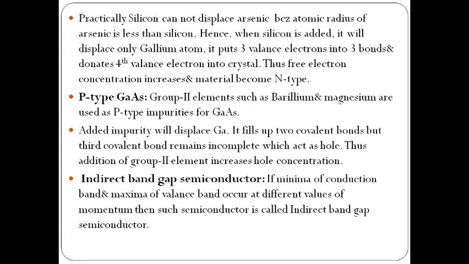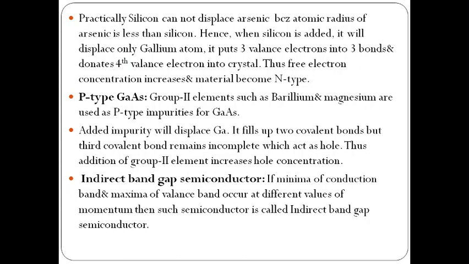Coming to the practical case, silicon cannot displace the arsenic because the atomic radius of arsenic is less than that of silicon. Hence, when silicon is added, it will displace only the gallium atom. It puts three electrons into the 3 bonds and donates the fourth valence electron into the crystal. Thus, free electron concentration increases, so the material becomes n-type. So silicon can displace only gallium, so it can act only as an n-type impurity dopant, and it can create only n-type material.